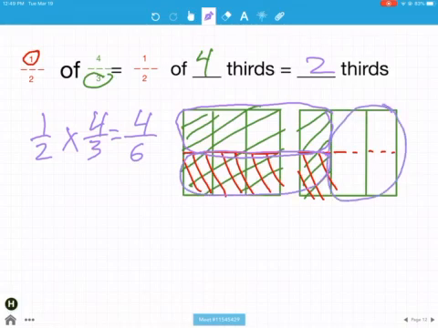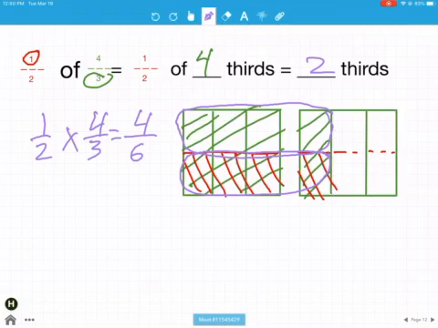Wait a second, Mr. Valdemar. You didn't show us something like this. You're right, I didn't. And this is actually incorrect. This would say that we had 1/3. So what exactly is happening?